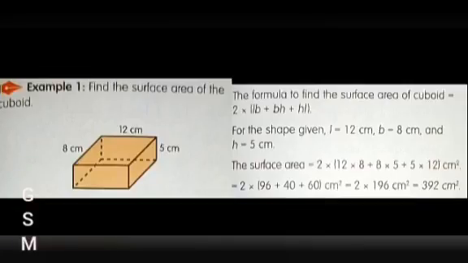Example: find the surface area of the cuboid. The formula to find the surface area of the cuboid equals 2 into (L into B plus B into H plus H into L). For the shape given, L equals 12 cm, B equals 8 cm and height equals 5 cm. The surface area equals 2 into (12 into 8 plus 8 into 5 plus 5 into 12) cm squared, which is equal to 2 into (96 plus 40 plus 60) cm squared, equal to 2 into 196 cm squared, equal to 392 cm squared.